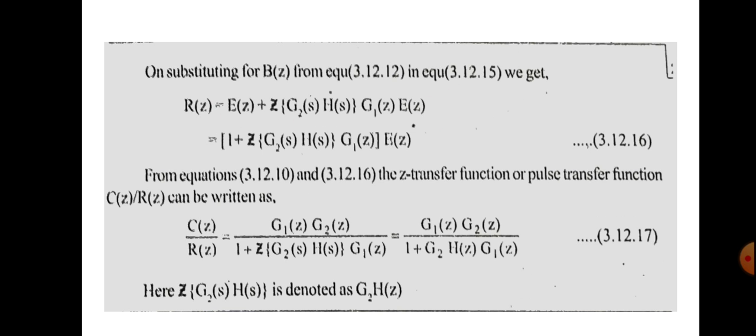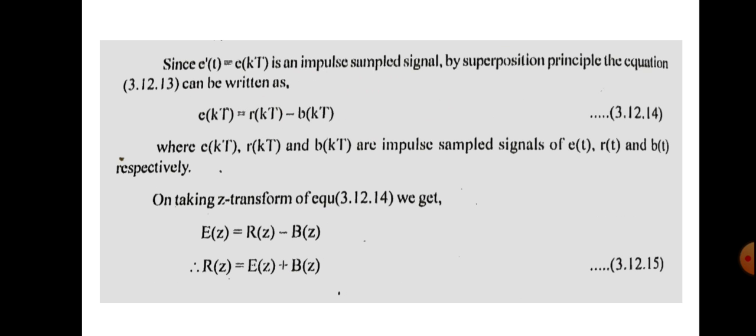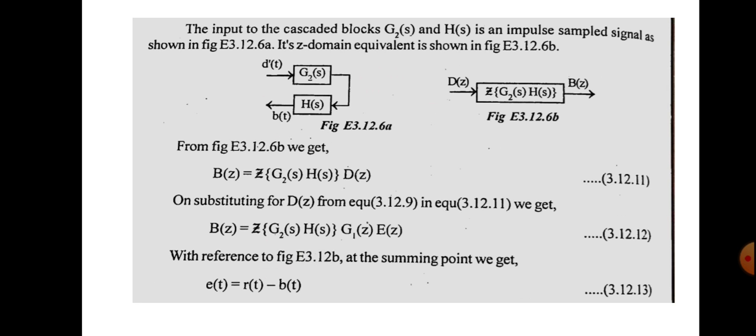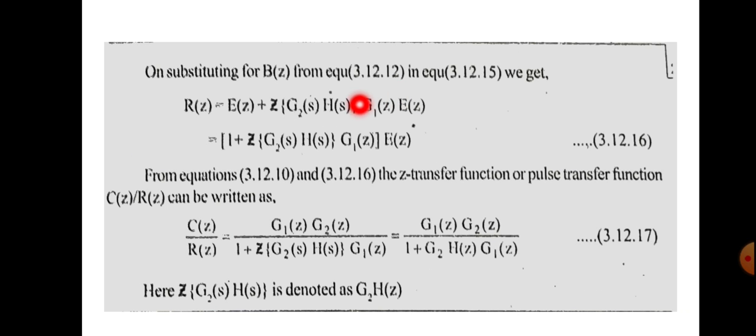What is B of Z? B of Z is this one. Okay. So R of Z will be equal to E of Z plus, instead of B of Z you are substituting this value. This is the value, that is Z transform G2 of S into H of S into G1 of S into E of Z. So you are substituting that value, and here you can see that this can be written as, E of z is common, so you can take E of z outside. The rest of the terms are 1 plus z transform of g2 of s into h of s into g1 of s, into E of z.